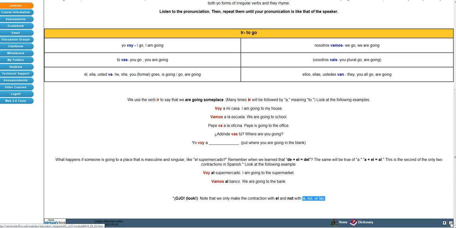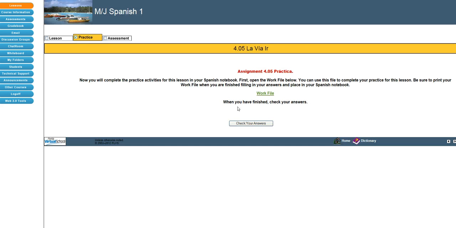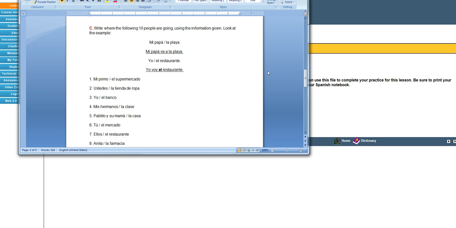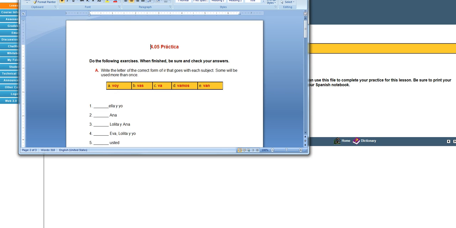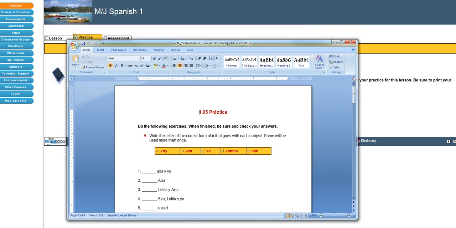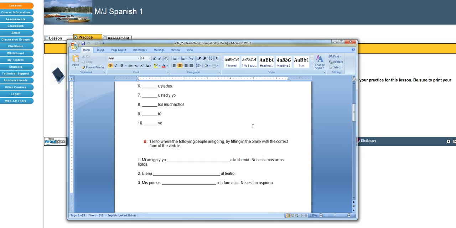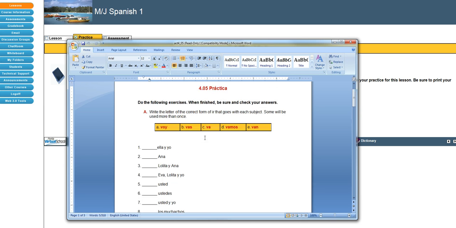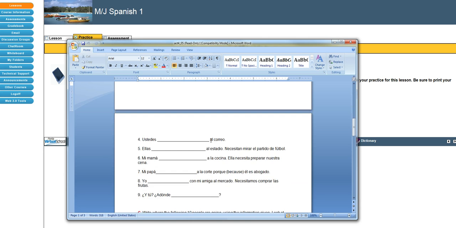Okay, we're going to click on the next arrow and go to the next page. Now that you know the forms of the verbs, make sure you write those forms in your notebook, in your notes, and make sure you do the practice. So now you're going to go through and you're going to do some practice. You're going to do some matching, and then you're going to do some fill in the blank. And remember when it says a form of the verb, that means it's not going to be ir. It's going to be one of these up here. Voy, vas, va, vamos, or van. Okay, so make sure you know which one matches.